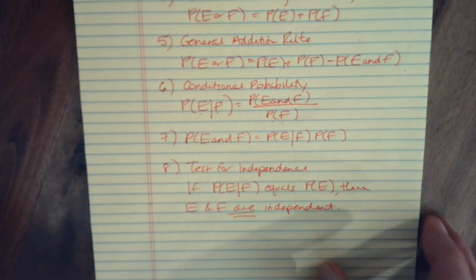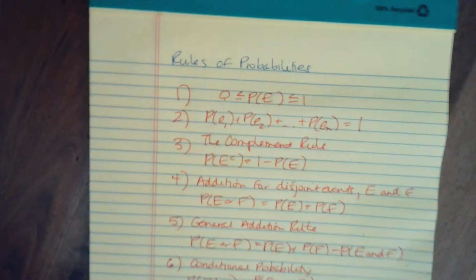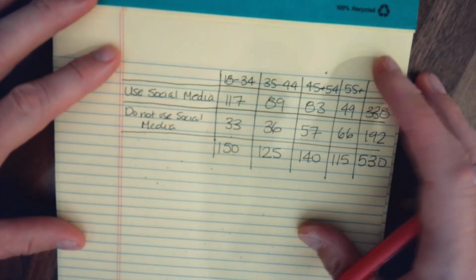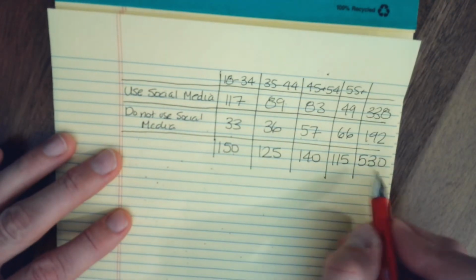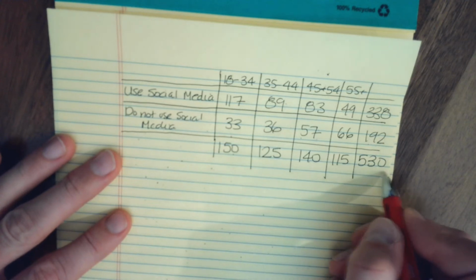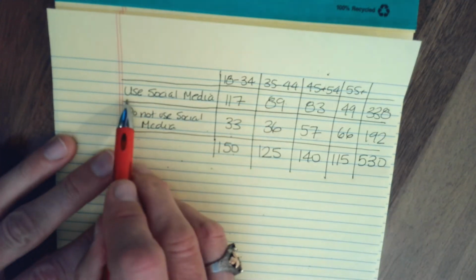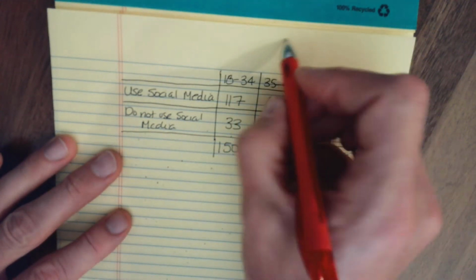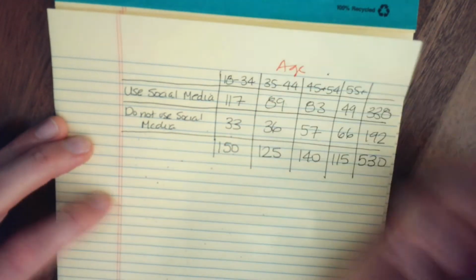So let's look at an example where we can pull all of these together. Here I have a cross-tabulation. Some data was collected from a sample of 530 participants. They were asked whether or not they used social media, and they were also asked their age. So there are two variables presented here.